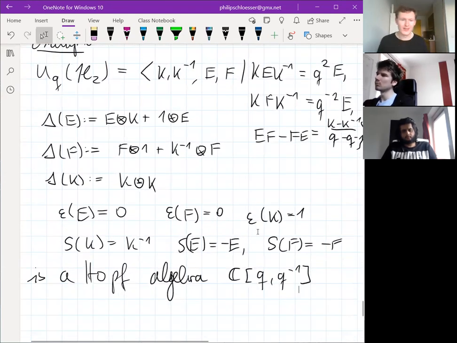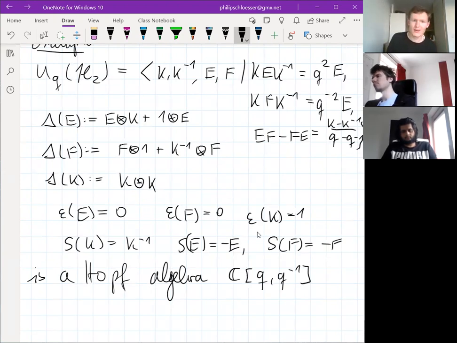Essentially this is quantized SL2. In a way, this looks a bit like what we would do to SL2 if we set K to 1. We would get E times 1 plus 1 times E, F times 1 plus 1 times F. That's how we would define things for SL2 itself.